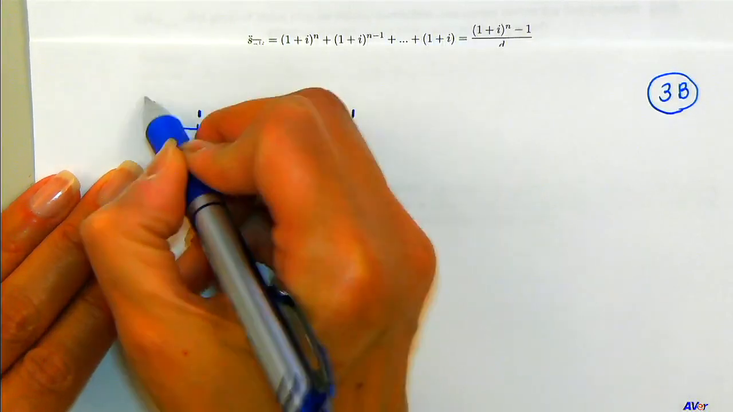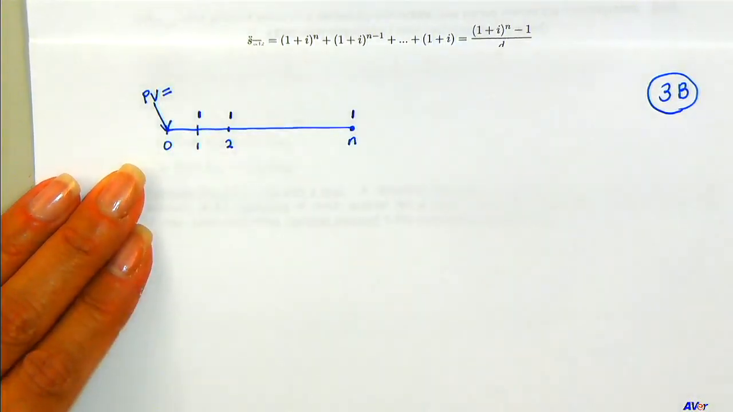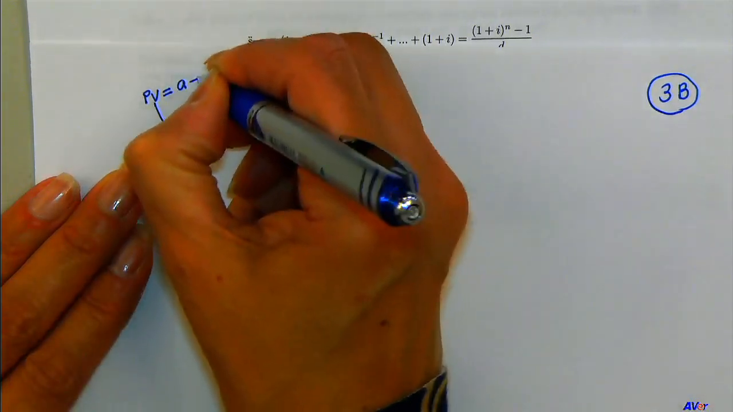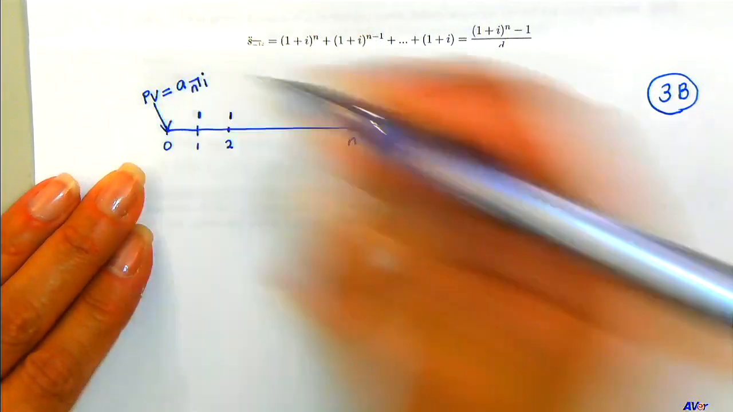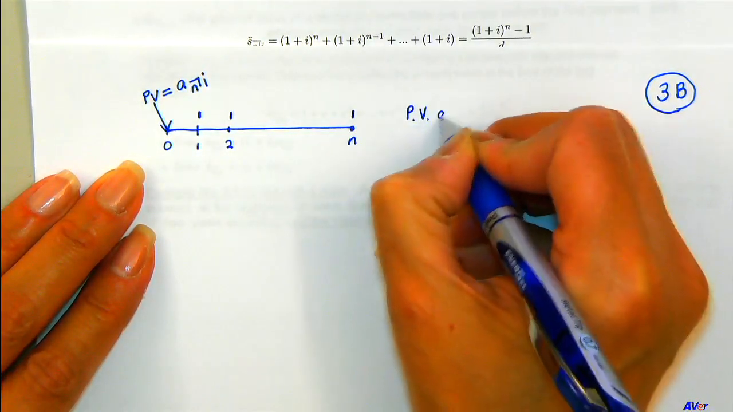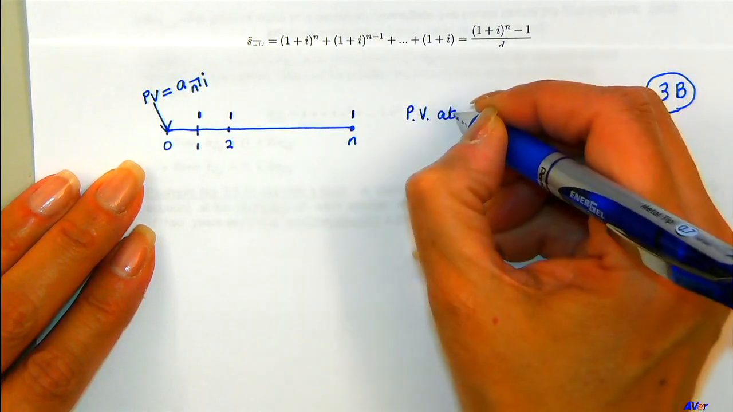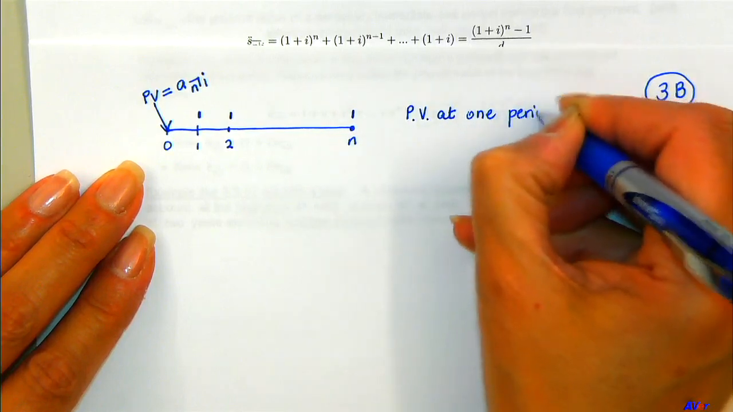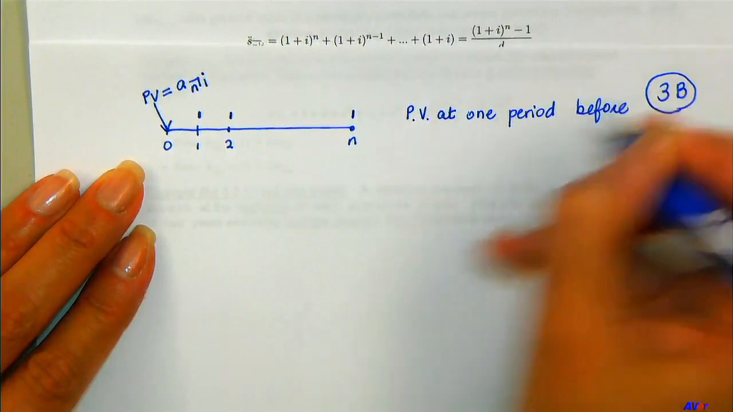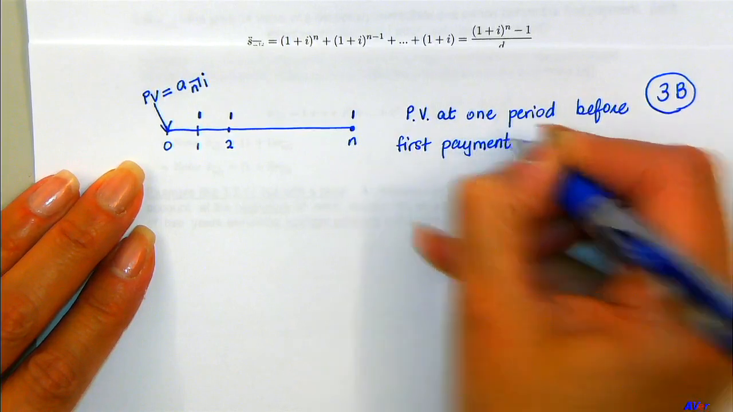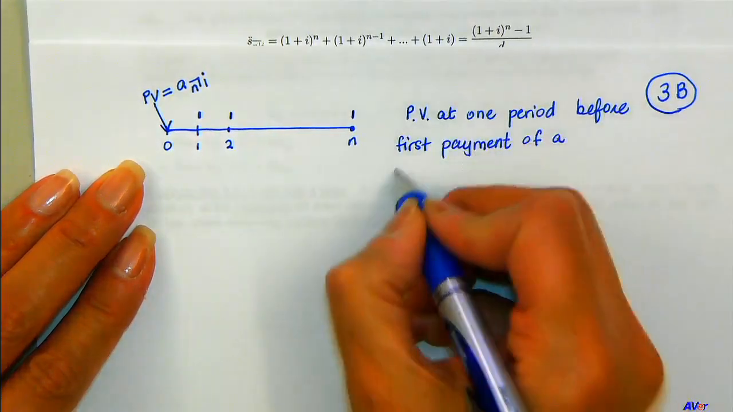This present value is called what? A angle n I. So that is the present value at 1 period before the first payment of a basic annuity.